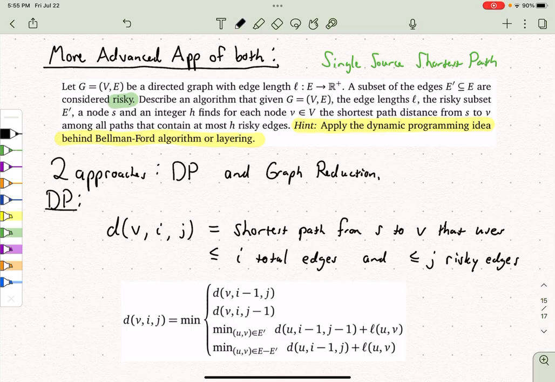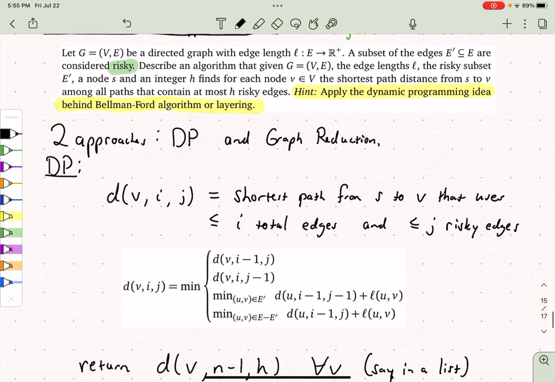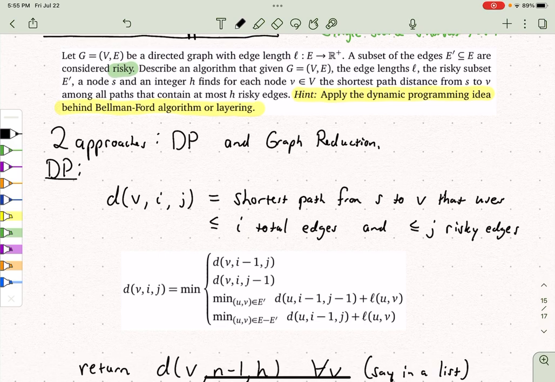So there's two ways to do it. The first thing we'll try is DP, and we'll basically use the Bellman-Ford dynamic programming formulation to do this. So in this first strategy, we have our subproblems, d of v, i, j. This is the shortest path from S to v that uses at most i edges in total, and specifically at most j of those total i edges can be risky.